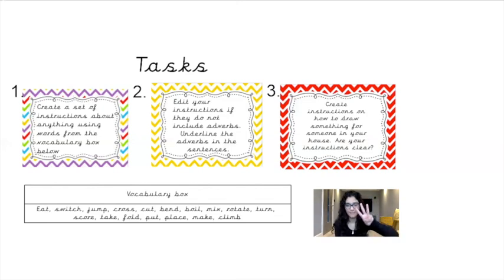Task number 3. Create instructions on how to draw something for someone in your house. Are your instructions clear? So you are going to pick something for somebody to draw. You're going to write instructions on how to draw it. So when I gave you instructions on how to draw a cat, similar to that, you choose for somebody to draw a cat also, or you could pick something different for them to draw. And you're going to see what they end up drawing. Now, if the instructions are not clear, then we'll see if that still means that they will draw what you want them to draw. It'll be a very interesting thing to see, I bet.